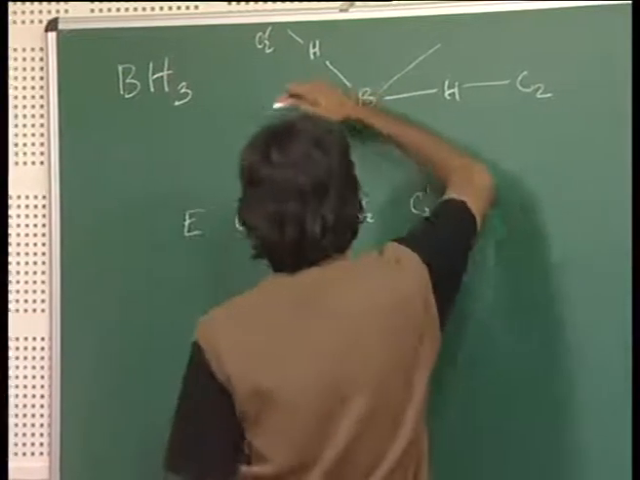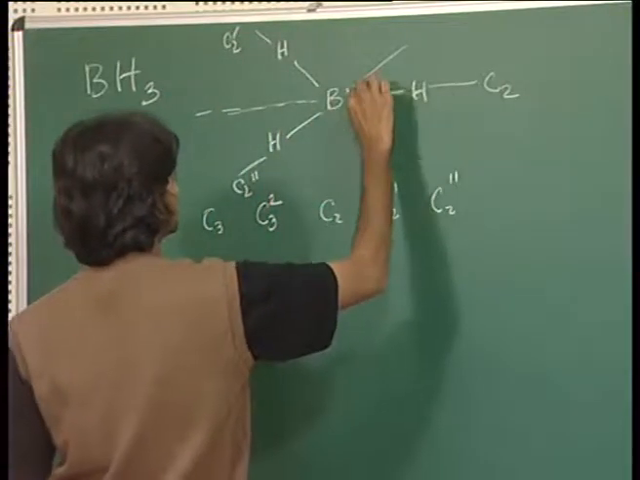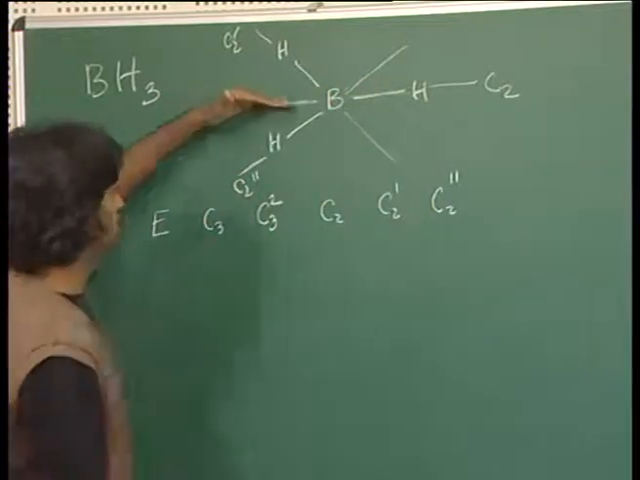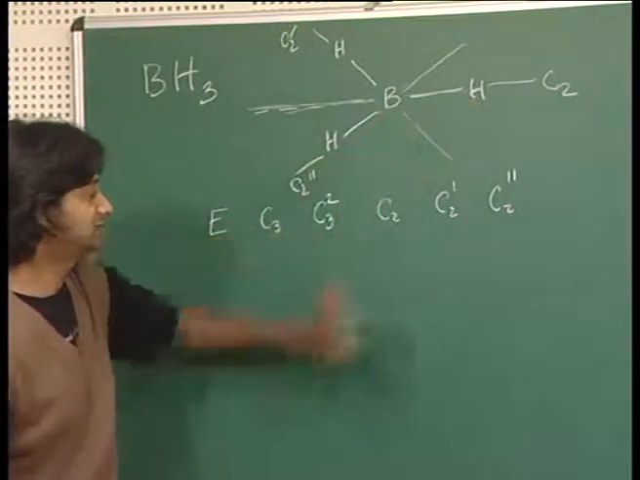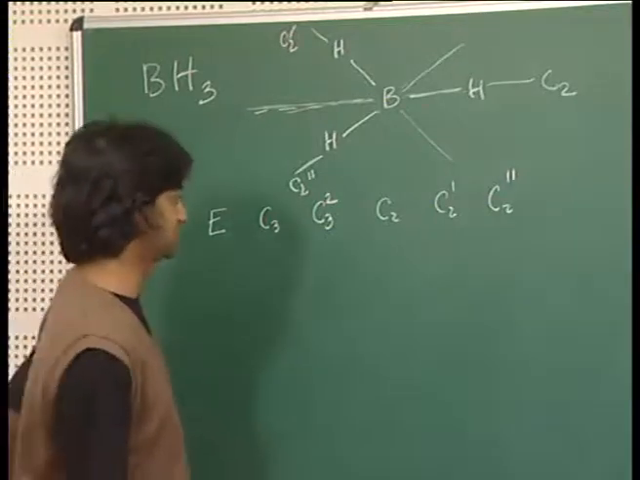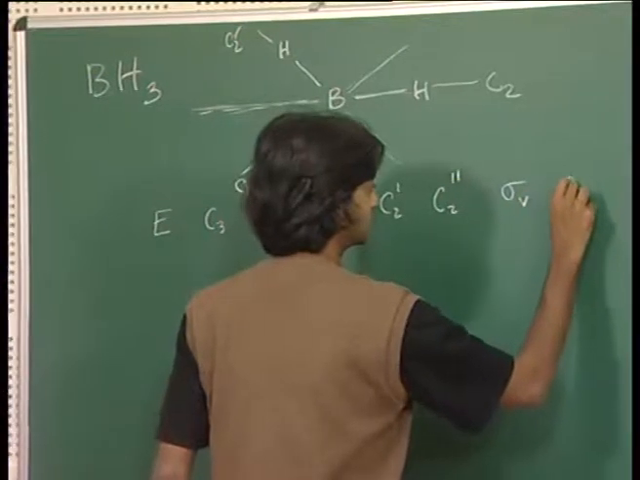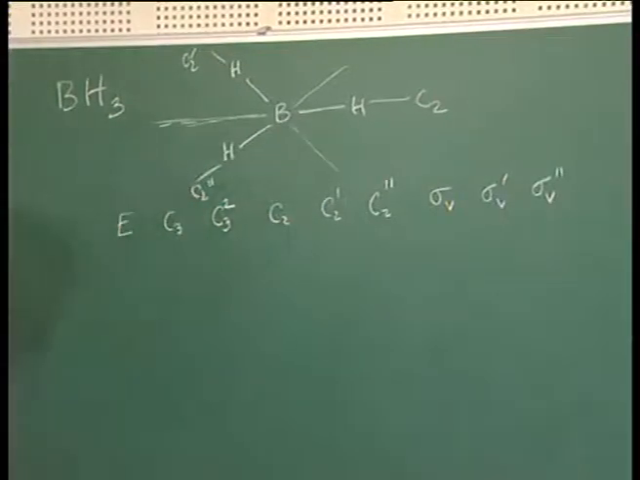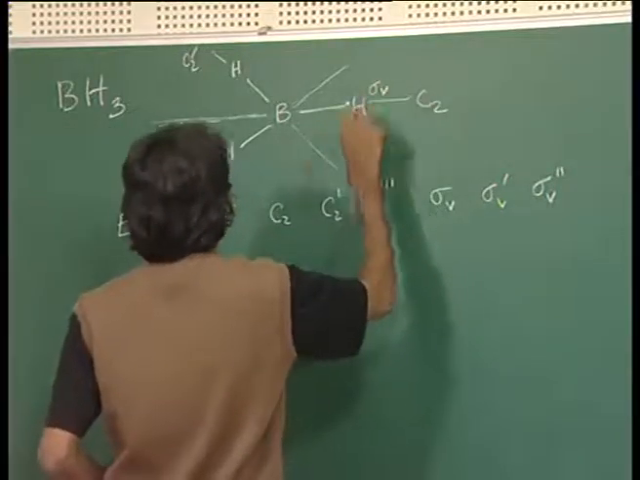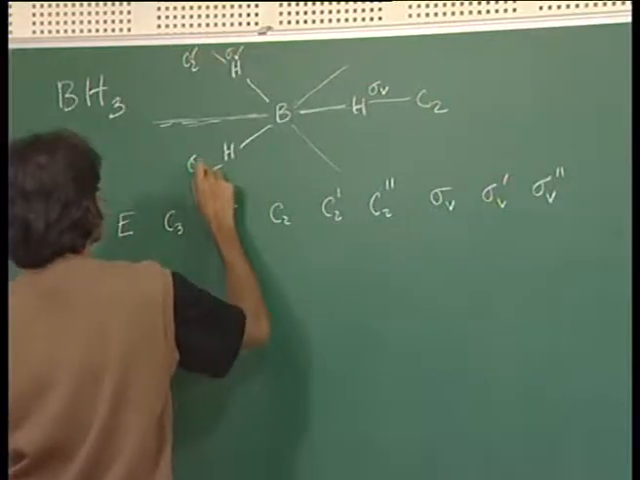Also, we notice that this plane, okay, is a symmetry plane, because you reflect about this plane, then these two H atoms are interchanged. Okay, whereas this H atom and the B remain in their original locations. So there are three sigma v's, sigma v prime, sigma v double prime. So we can call this plane as sigma v, this plane as sigma v prime, this plane as sigma v double prime.